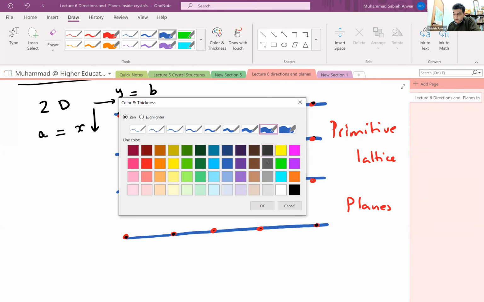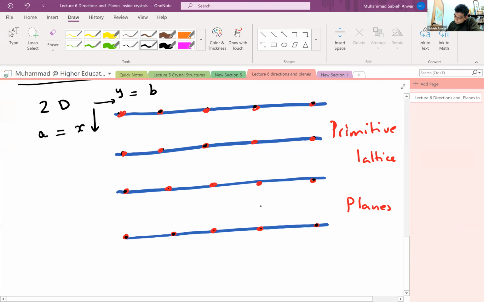Now I would like to identify this family of planes, and I would like to label these planes. I would, in other words, like to index the planes. And why are these planes important? Because planes play an important role in diffraction studies. That's just one application of the concept of planes.